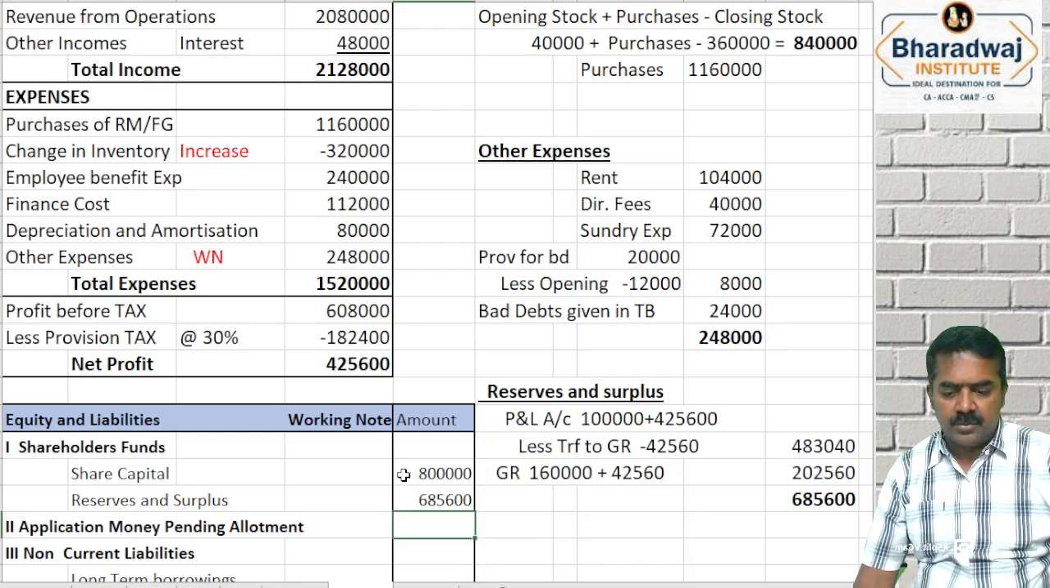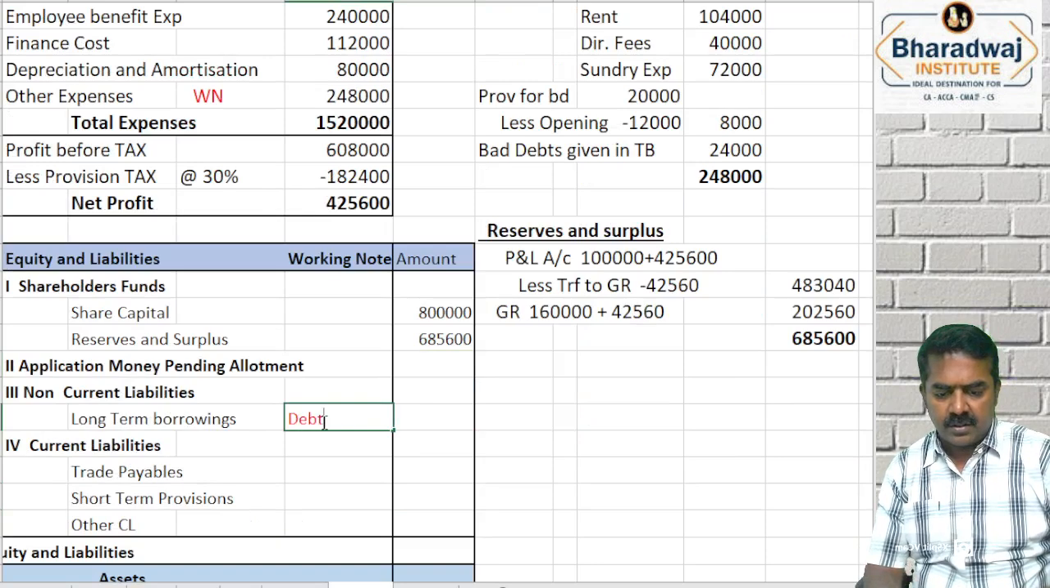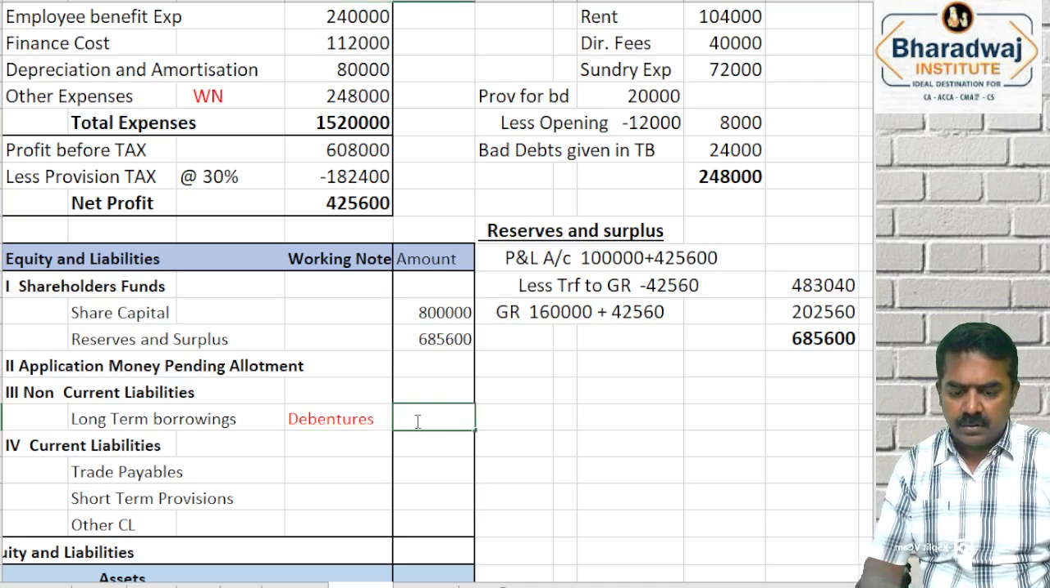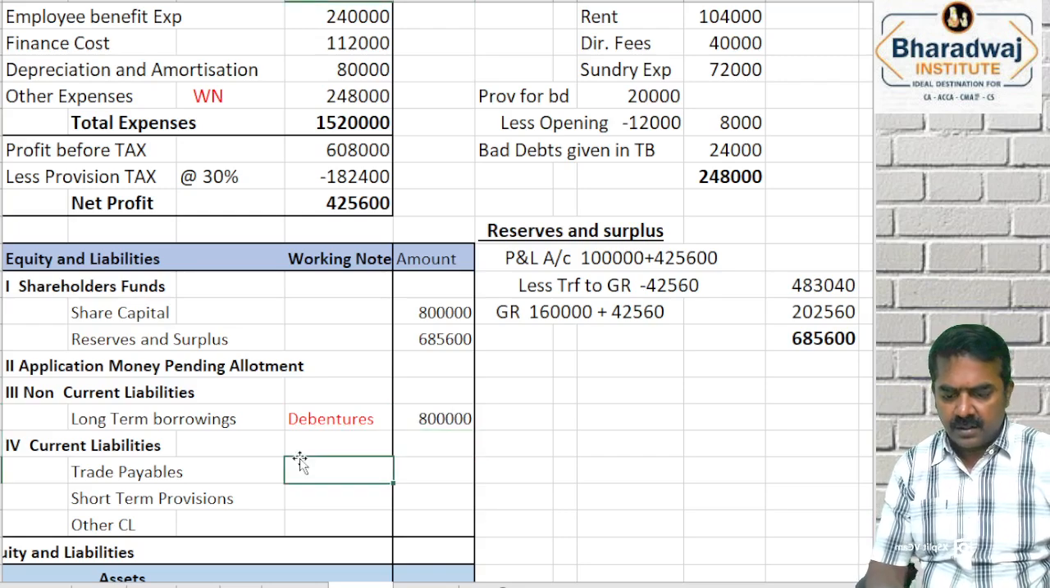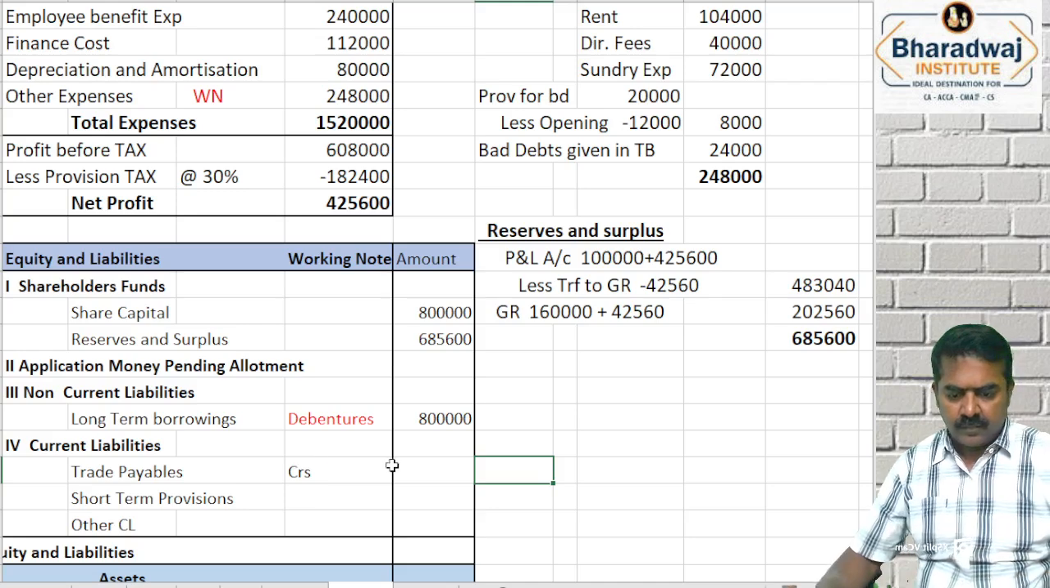Tell me the other items for balance sheet. What will come under long-term borrowings? Debentures. 8 lakhs, sir. 8 lakhs debentures. Is there trade payable? Creditors. 3 lakhs, sir.